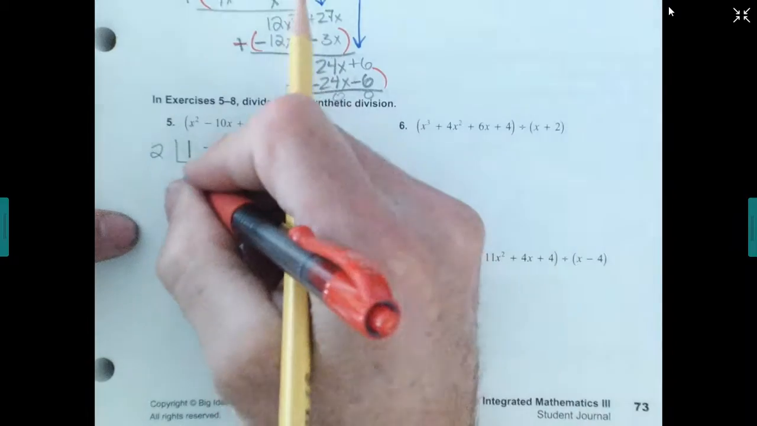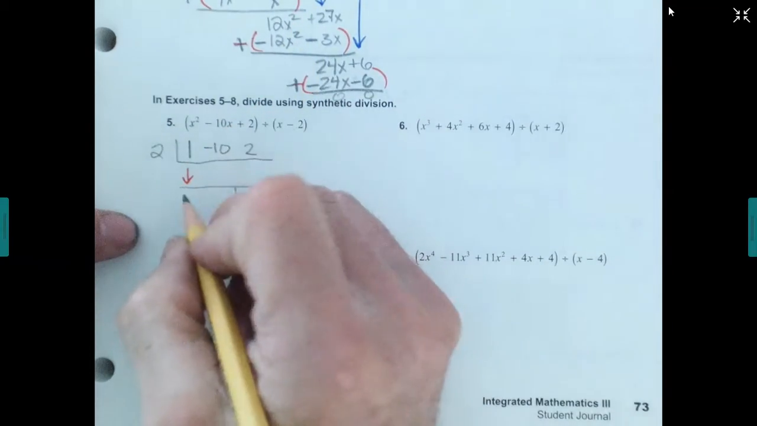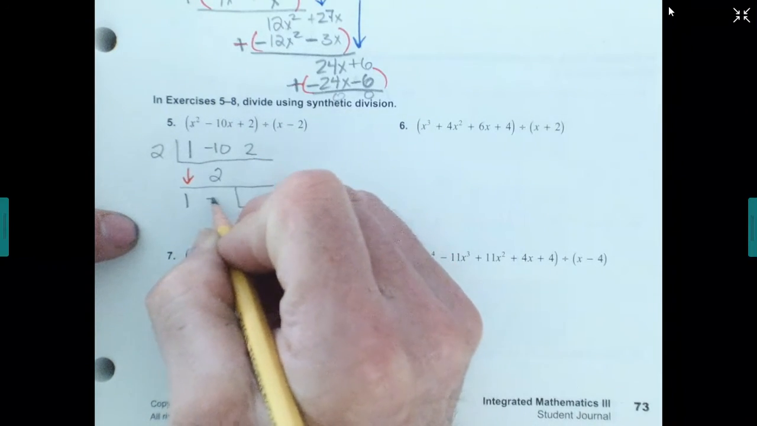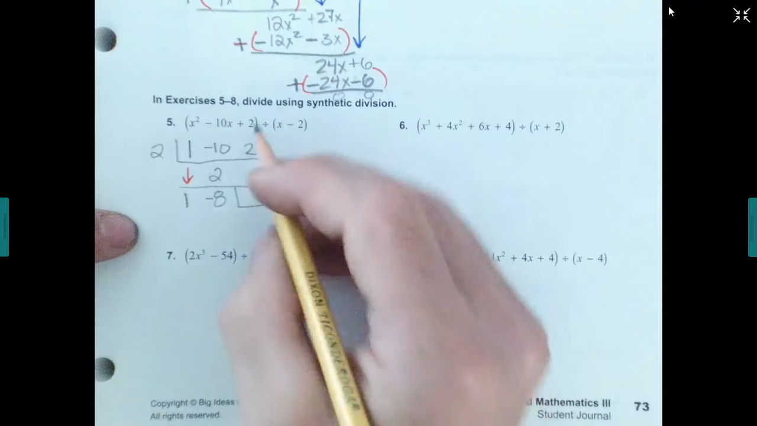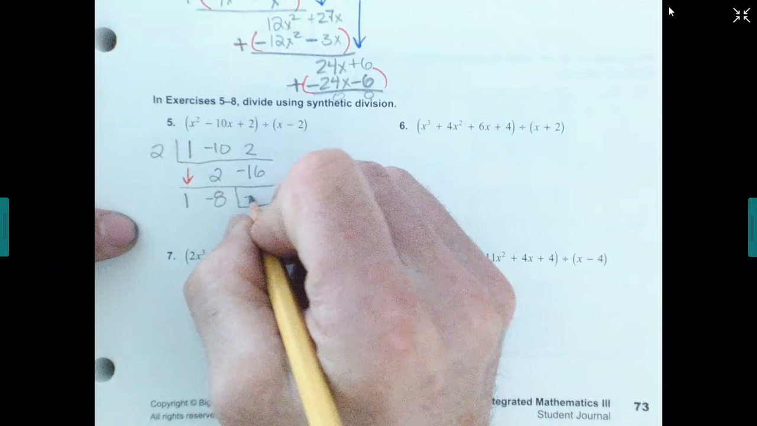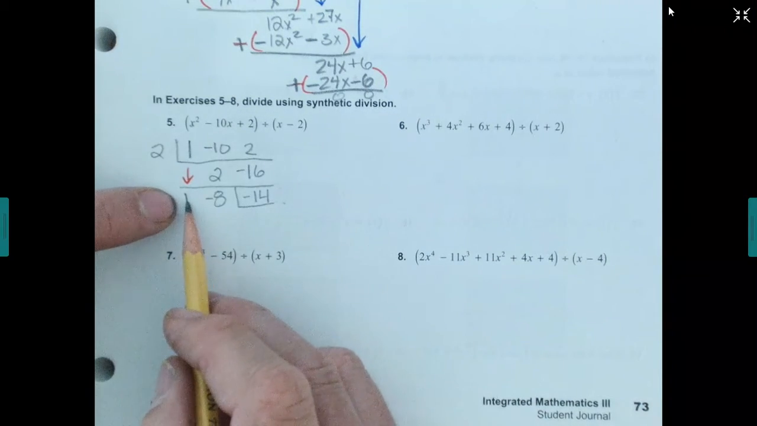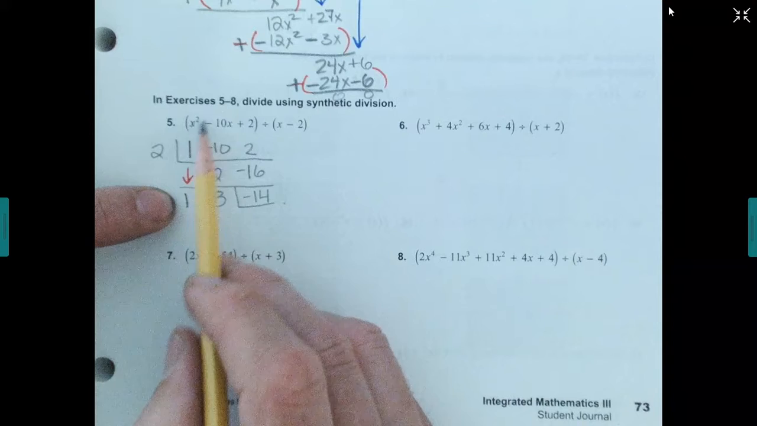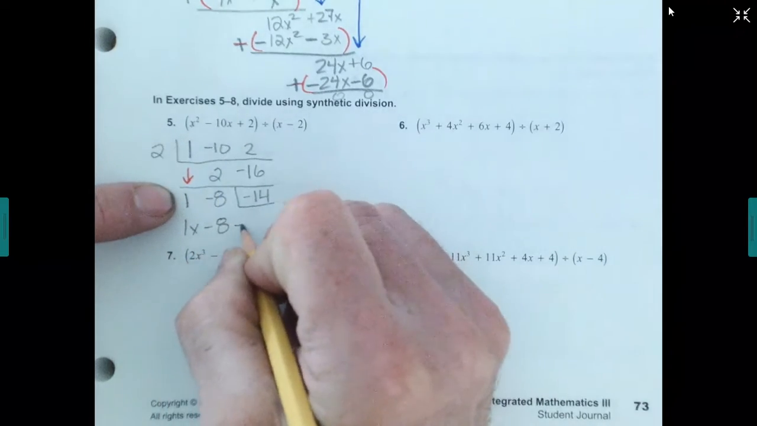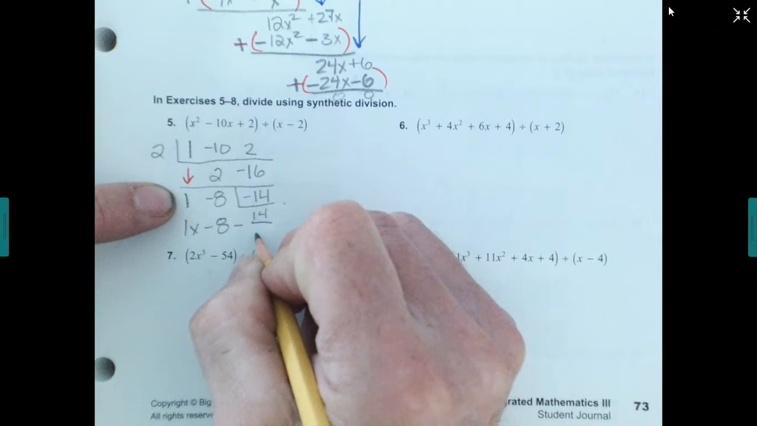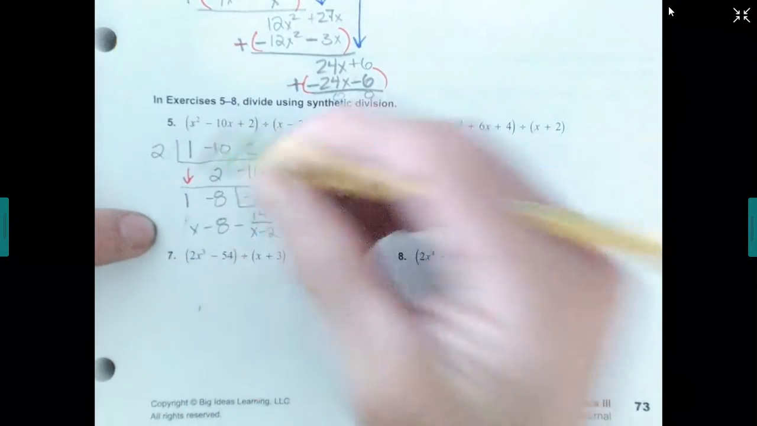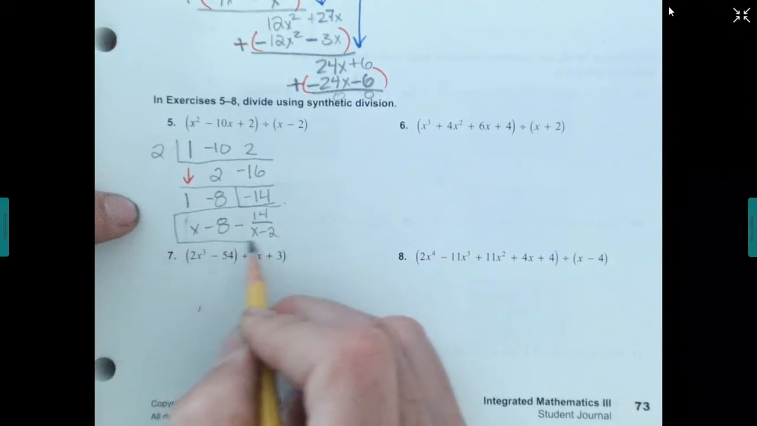My first step is to bring down. So I have my 1. 2 times 1 is 2. Negative 10 and 2 is negative 8. 2 times negative 8 is negative 16. Negative 16 and 2 is negative 14. So my answer is, instead of x squared, it's x. So 1x minus 8 minus 14 over x minus 2. Now, do I need that one? I don't. Could I leave it there? Sure. But there's my answer.